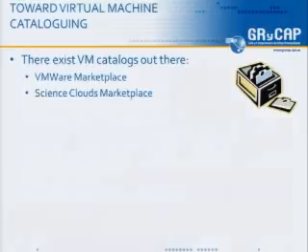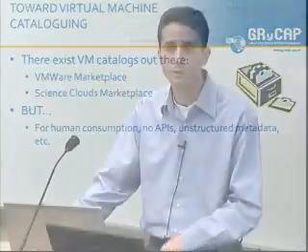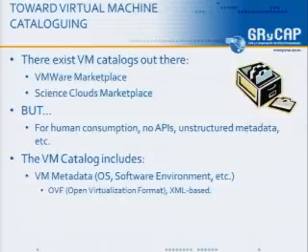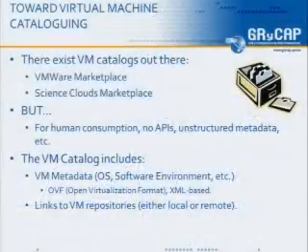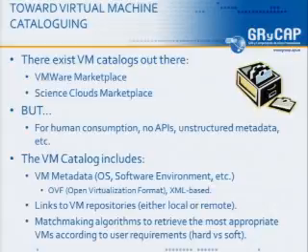Now, cataloging is also an important feature that we want in order to enhance collaboration and virtual machine sharing. It is true that there exist VM catalogs out there, but they focus specifically on human consumption. They don't provide APIs and work on unstructured metadata. We wanted to work on a catalog that includes virtual machine metadata, a description of the operating system and the software environment, very important to execute applications. We use the Open Virtualization Format, which is XML-based, to describe the features of the virtual machine. We also want to provide links to other repositories, which are either local or remote. And we're currently working on matchmaking algorithms to retrieve the most appropriate virtual machines according to application requirements. This is one area in which we are working right now.